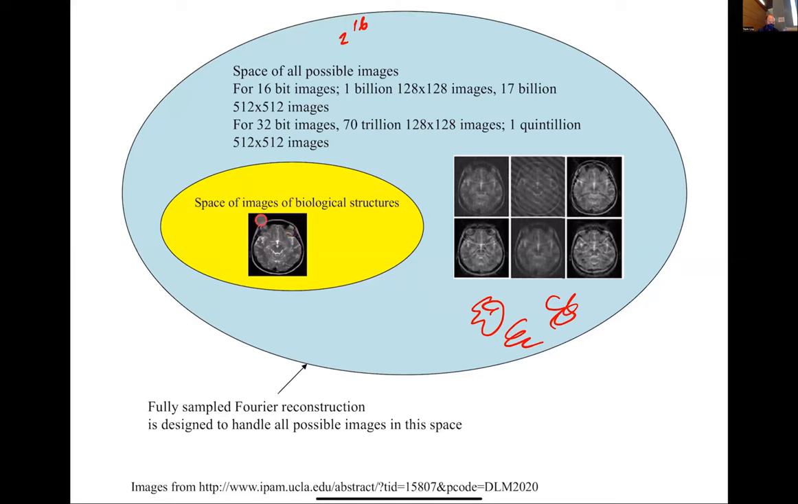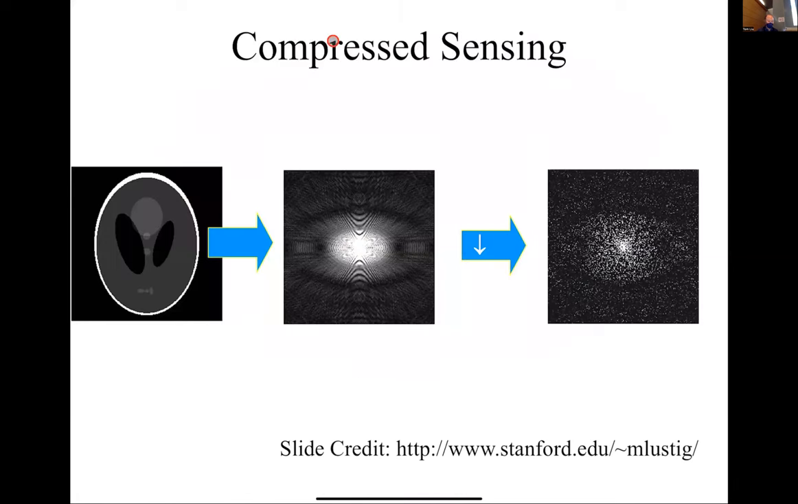Remember what we've talked about so far: fully sampled Fourier reconstruction, including parallel imaging, tries to solve this entire problem. So it's actually trying to do too much. What we want to do is try to just solve in this space. And compressed sensing was the first attempt to do that. So here's the idea.